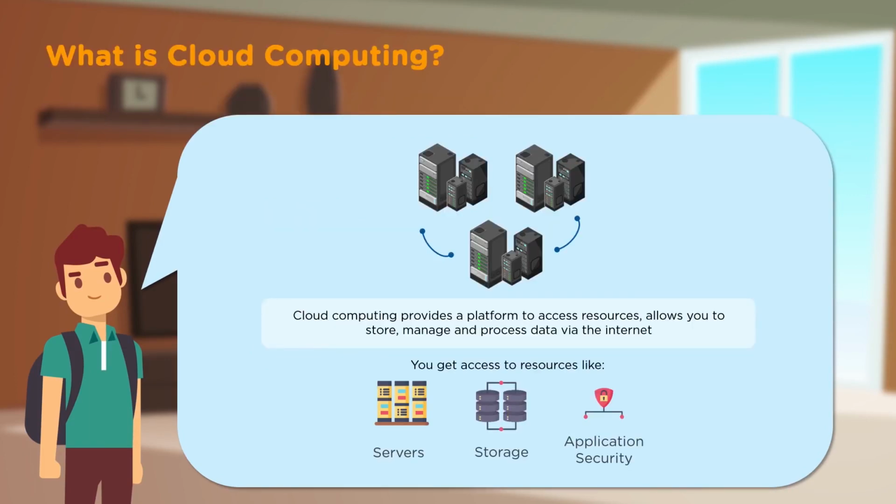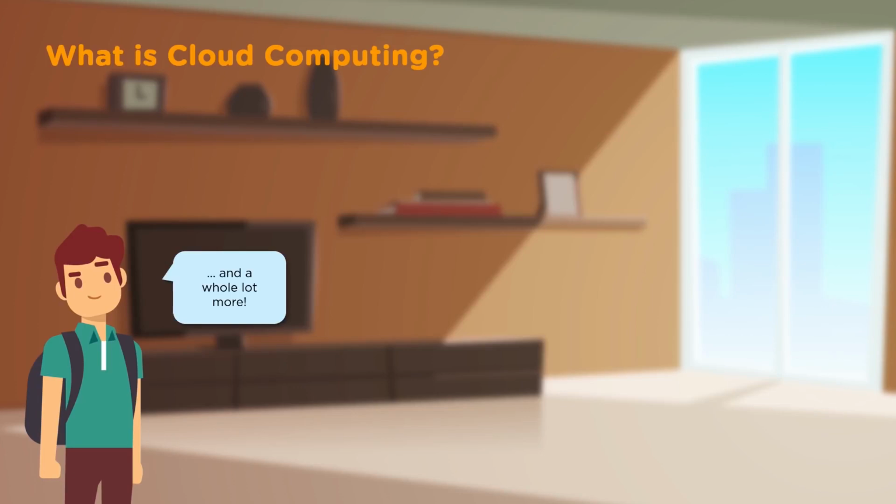So cloud computing actually provides a platform through which you can access resources. Now these resources include servers, storage, application security, and other ways you can transform your data or get some use out of it. Now at the same time, you can also store, manage, and process your data. Now anything related to cloud computing is made possible only with the help of the internet. Now along with these things, there are several other things that you can do with cloud computing.